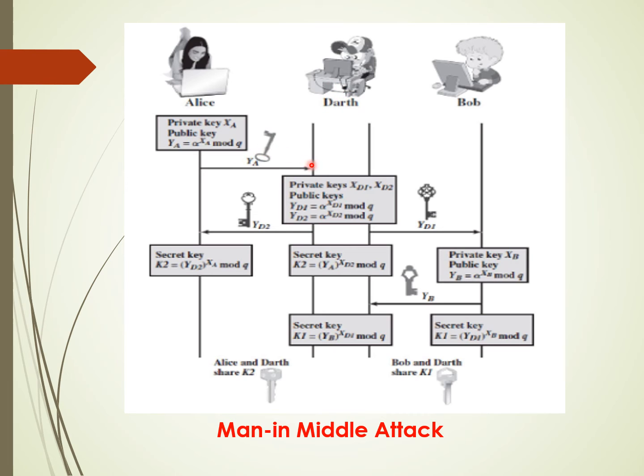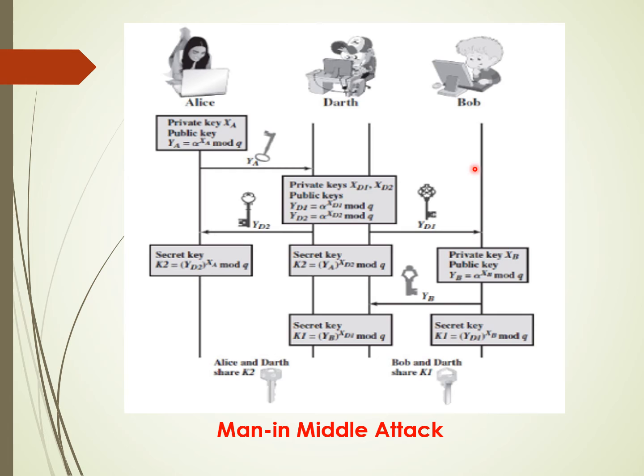is going to receive the public key of Alice, and so he will come to know the public key of Alice, and meanwhile he is going to share his own public key, Darth's public key, with Alice. So here Alice is not sharing her public key with Bob, but with Darth, who is not a legitimate receiver.